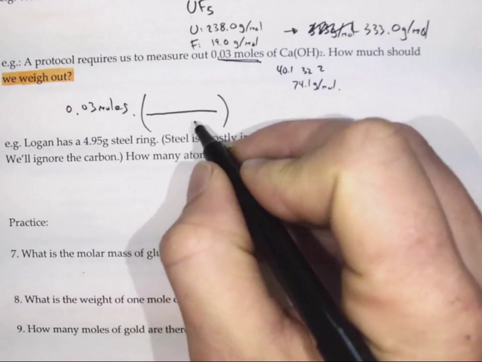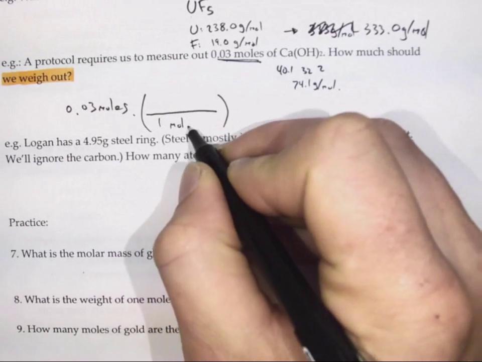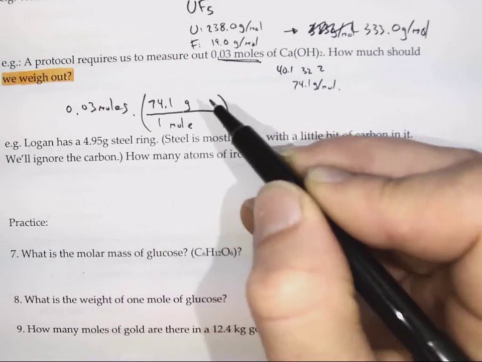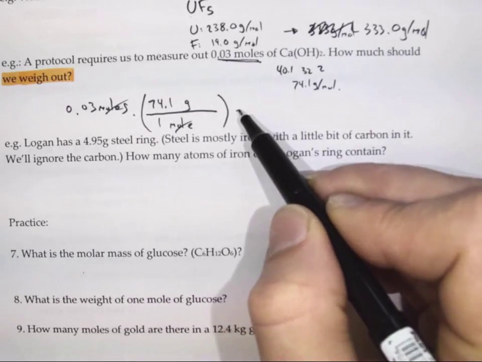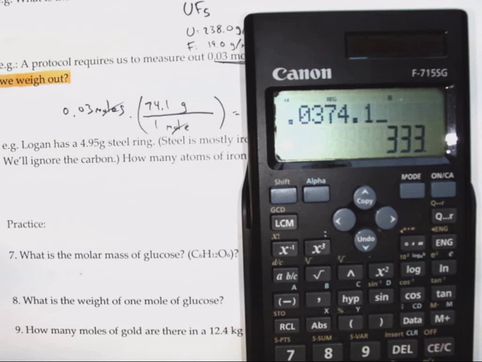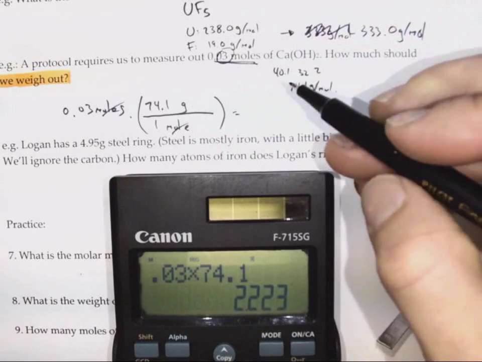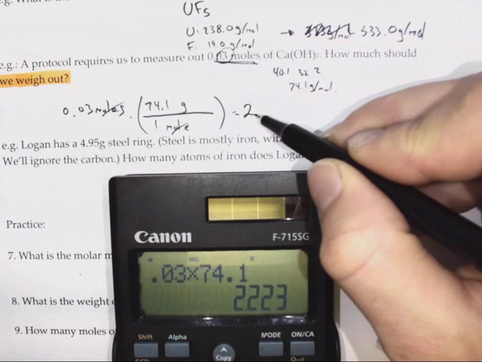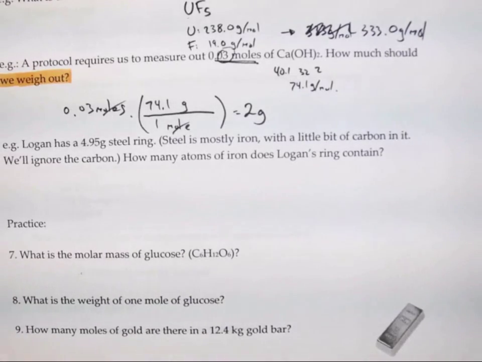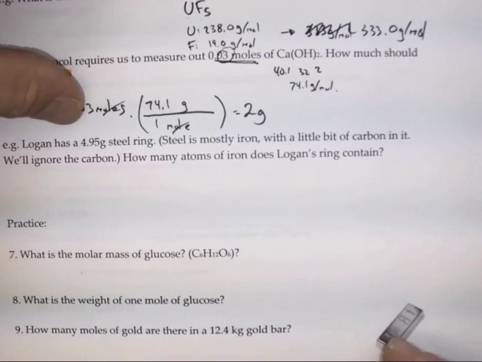Now I want moles to cancel out, so I'm going to put the moles on the bottom. 1 mole. And for a mole of calcium hydroxide, I get 74.1 grams. The moles cancel out diagonally nicely, and I just have a very simple calculation. 0.3 times 74.1. That gives 2.223, but if you notice there's only 1 sig fig, so that's actually just 2 grams. We weigh out 2 grams if we want to have that many moles of calcium hydroxide.